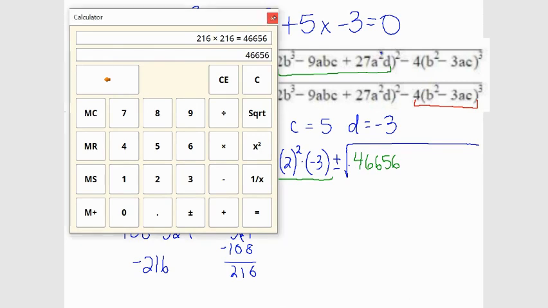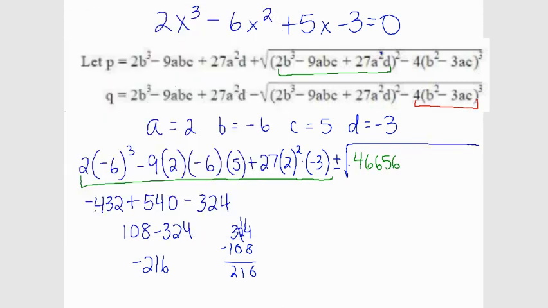Now, we're going to work on this part right here. So b squared, that would be 6 squared, so 36. Minus 3 times 2 times c, which is 5. So we got 3 times 2, that's 6. 6 times 5 is 30. So this overall is 6. And notice there's that cubed there. So 6 cubed is 216.